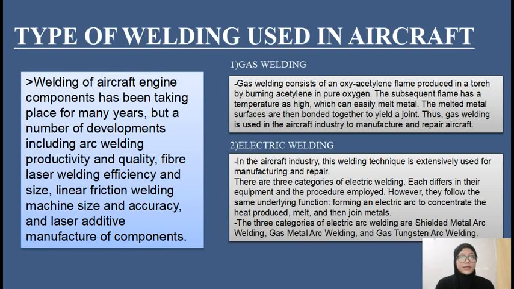First is gas welding. Gas welding consists of an oxyacetylene flame produced in a torch by burning acetylene in pure oxygen. The subsequent flame has a temperature as high which can easily melt metal. The melted metal surfaces are then bonded together to yield a joint. Thus, gas welding is used in aircraft industry to manufacture and repair aircraft.